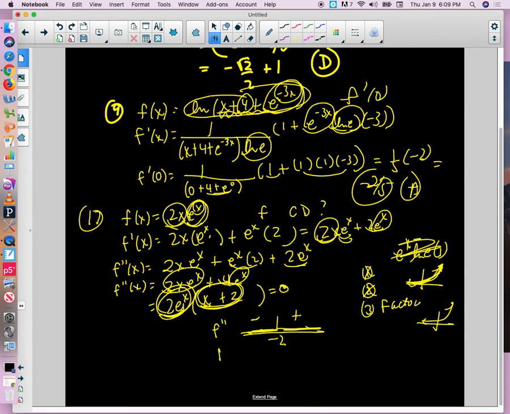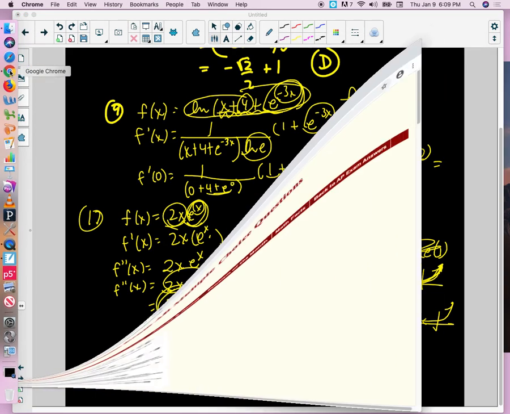And so that tells me my original function is concave down from when x is less than negative 2. So 17, when I check it, should be A.